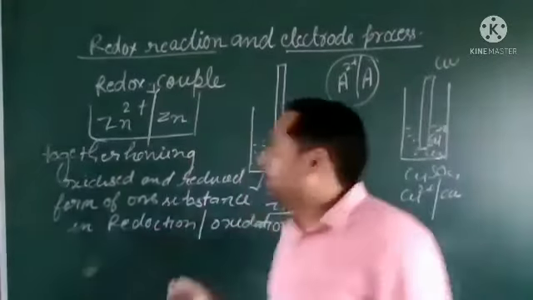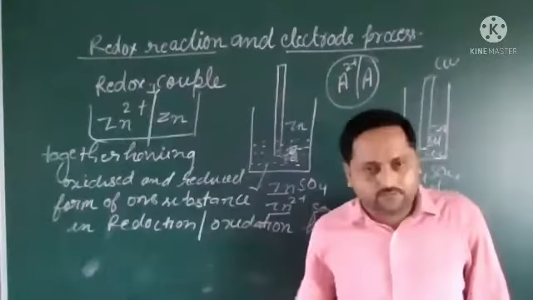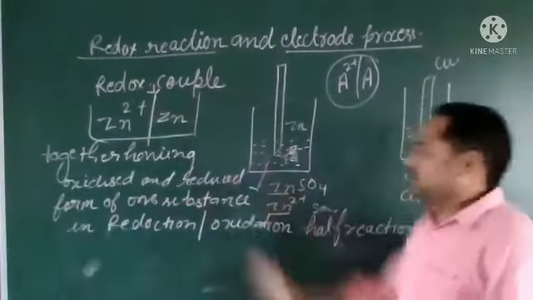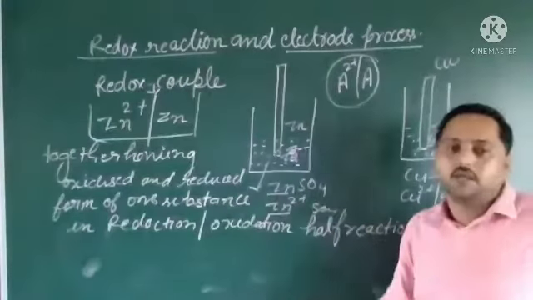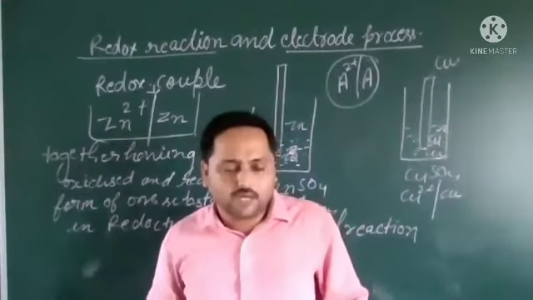In a redox couple, we represent the oxidized form first, then put a slash, then the reduced form. And a redox couple is for a half reaction, either the oxidation half or the reduction half.